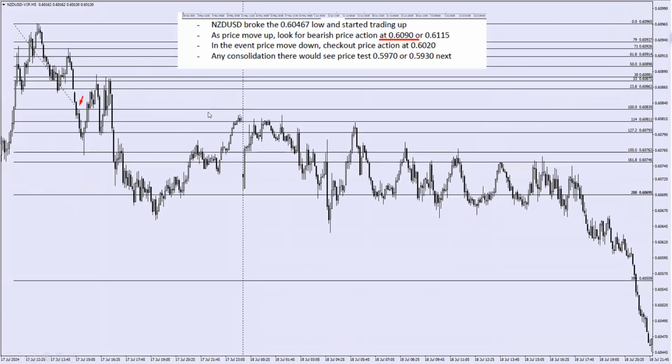For the New Zealand dollar, there was this swing. Let me show you. We were looking to sell, looking for bearish price action at the 0.6090 area. Price hit the 0.6090 area. Then it first came down, made an equal low, and went up again. Now this was the next impulsive move. So I always accept the second movement, the second impulsive movement.